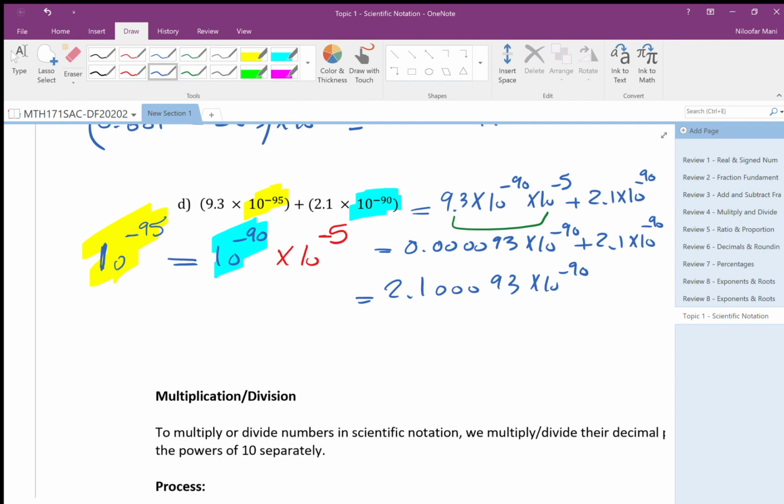When I don't see the same exponent, I choose one of them and I rewrite it in another way to have the other one inside. I still have the same thing. I still have 10 power minus 95, but I just write it this way, minus 90, minus 5. They are still the same. Then I combine. I don't touch one of them that I need. I combine the other 10 power with the number. And then when I have the same power, I add or subtract.